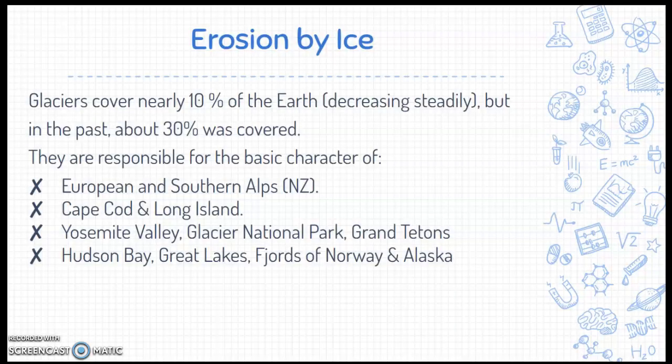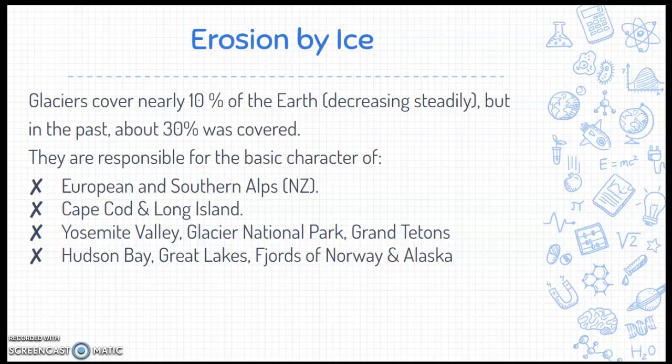The next one is erosion by ice. So glaciers, when we say ice, we're talking about these massive glaciers. Today on planet Earth, about 10% of Earth is covered with glaciers, ice. That's steadily decreasing, as we know, due to global warming and the increase of the greenhouse effect. But at one point, up to 30% of the Earth was covered in ice. And at some points, we've had the Ice Age where it was quite a bit.